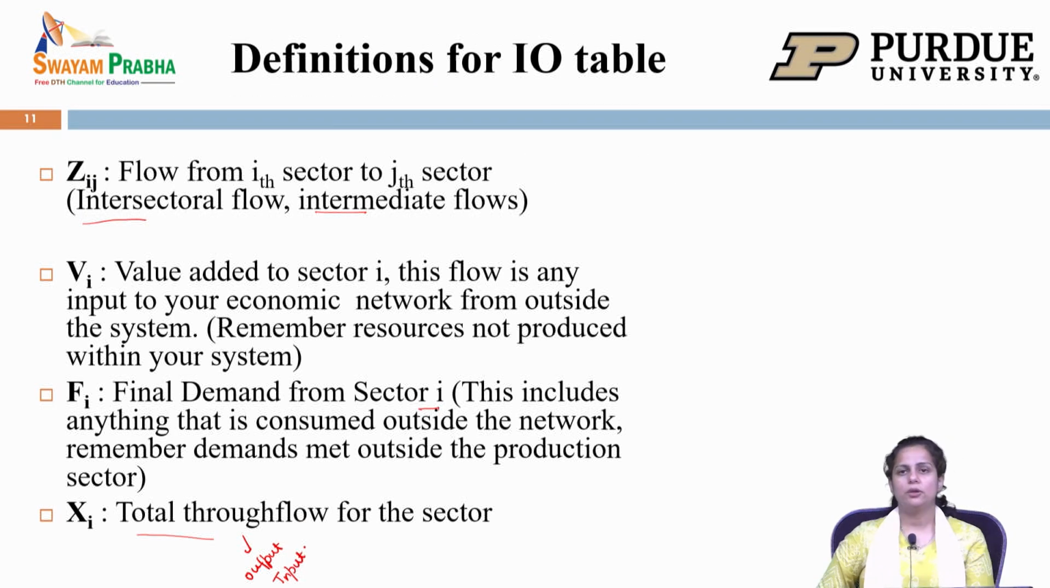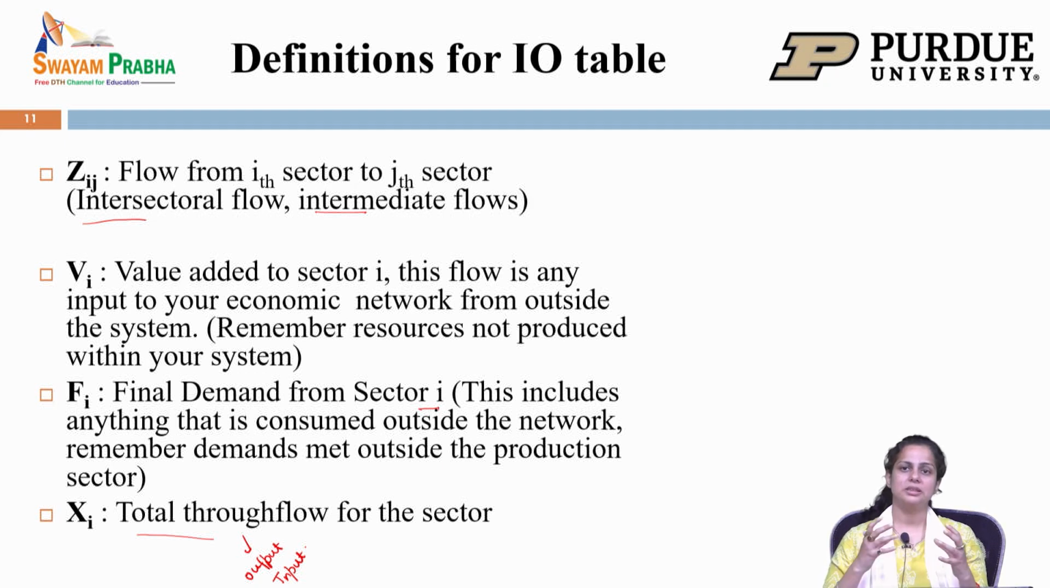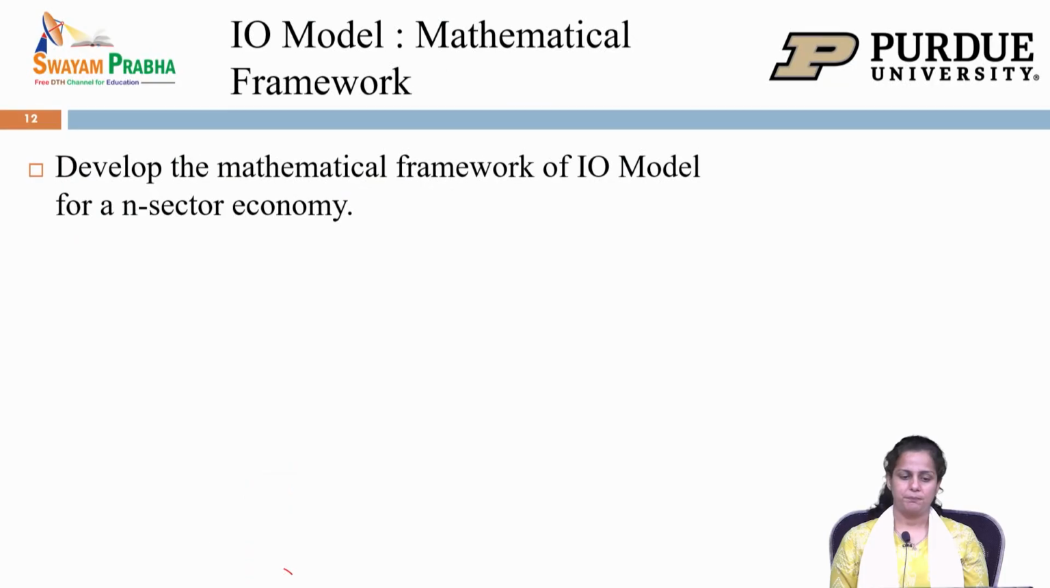Okay. So, now that we have set up the model, we have set up what are the variables. Now, what we will see is a derivation of the equation for this n sector model, so that we can establish the equations that we can use to calculate total impact in the economy to make any product. So, let us look at the IO model for n sector economy.